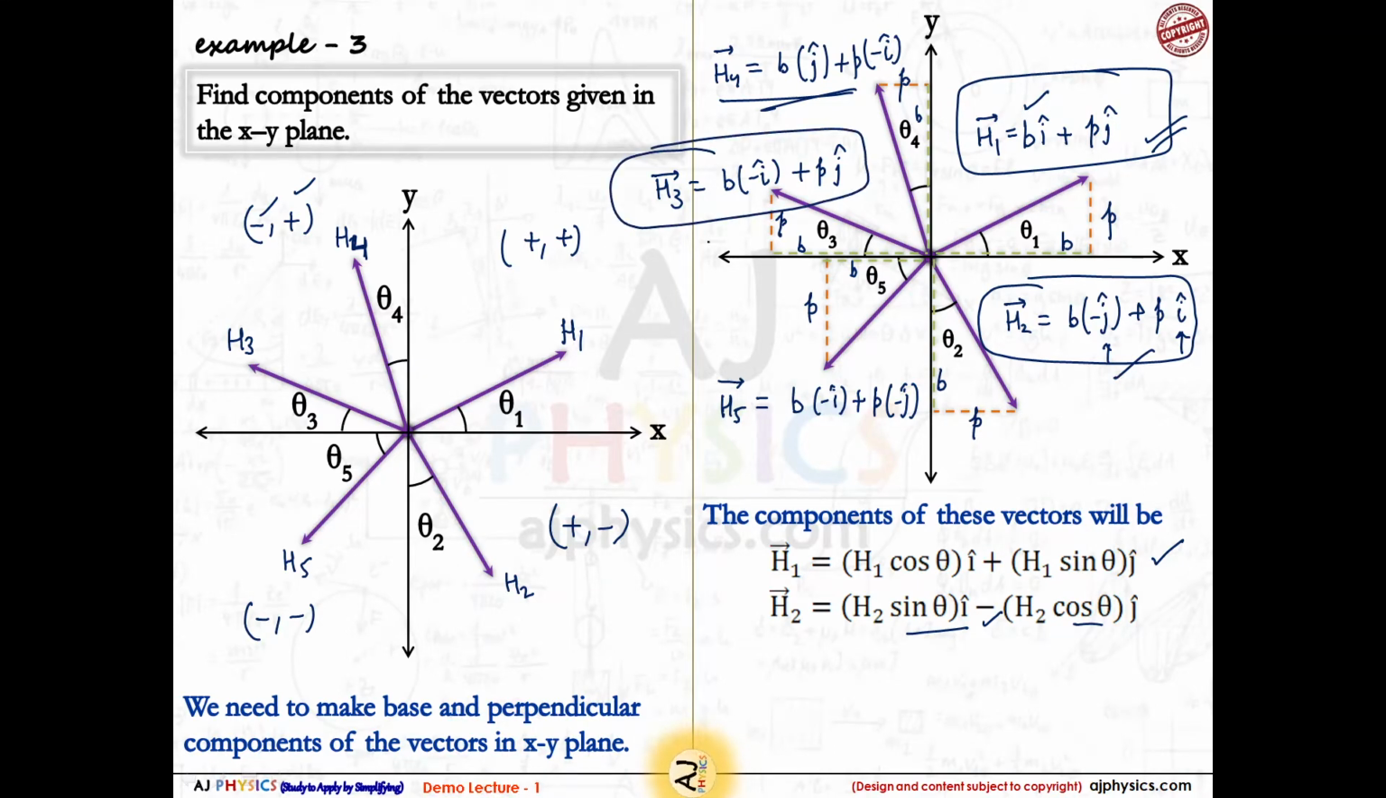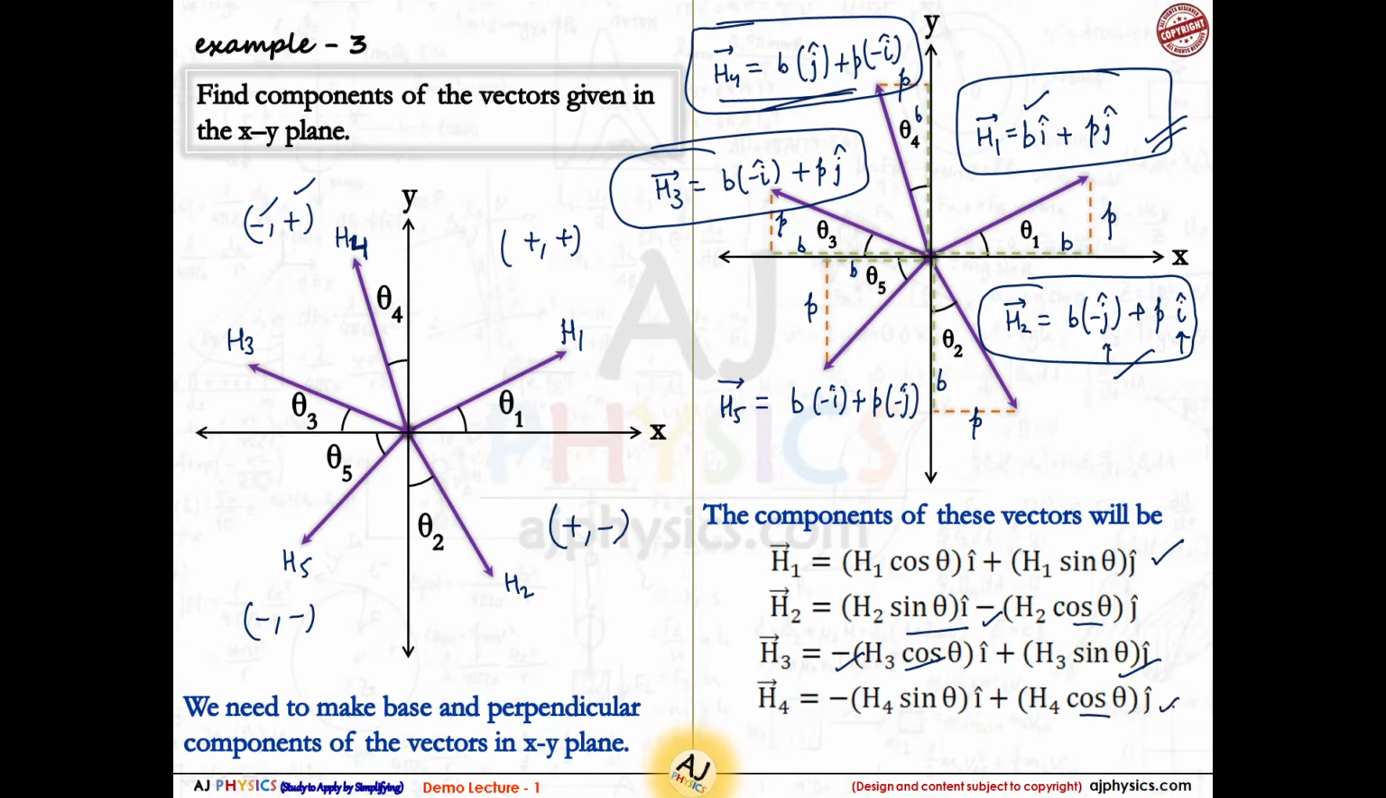Base is negative, so cos theta will be negative and sin theta will be j cap. That should be positive. Just check it out. Cos theta is negative, sin theta is positive. That's also correct. Now the fourth one, here we have base as positive y and perpendicular is negative x. Base cos theta is j cap, correct, and sin theta is minus i cap, correct. And let's go for the last one now. So that will be h5 cos theta minus i cap and h5 sin theta minus j cap.